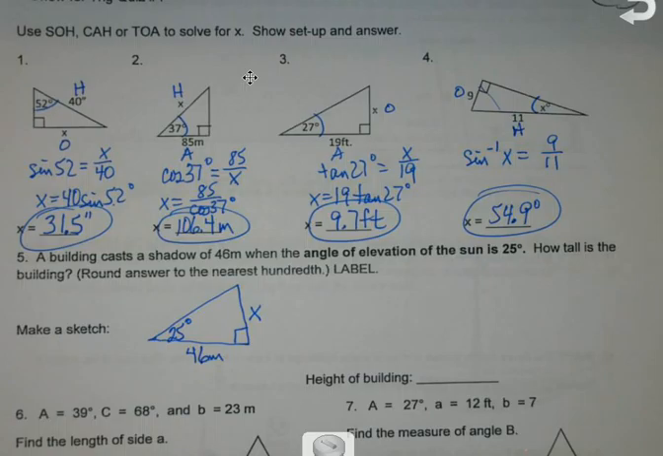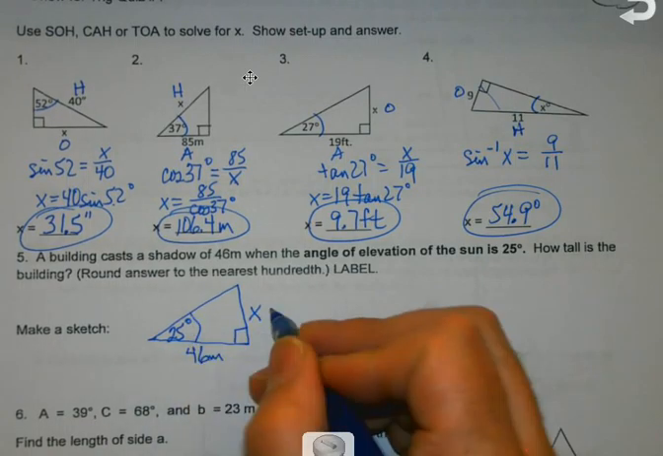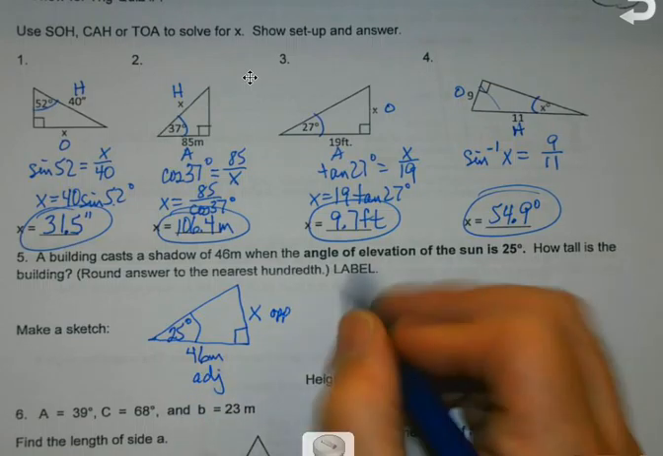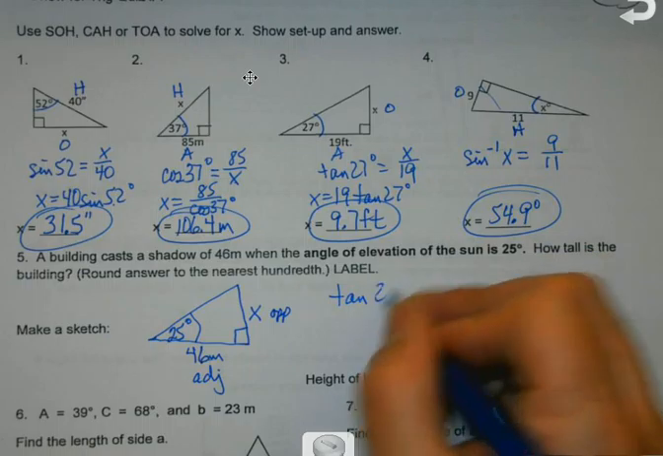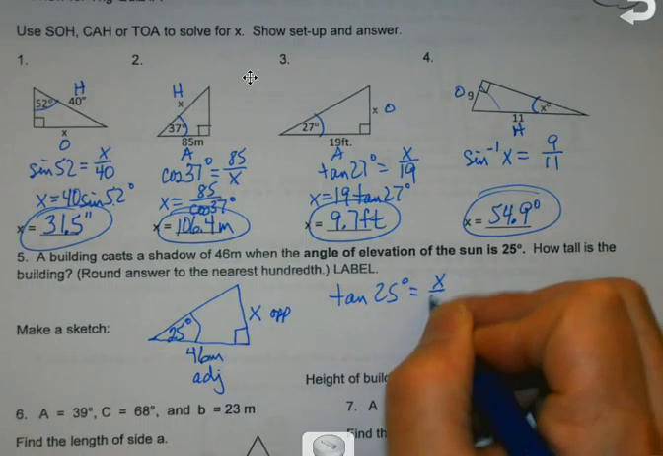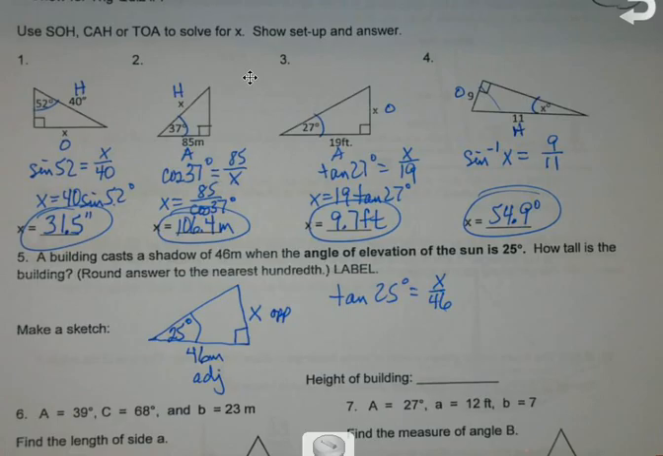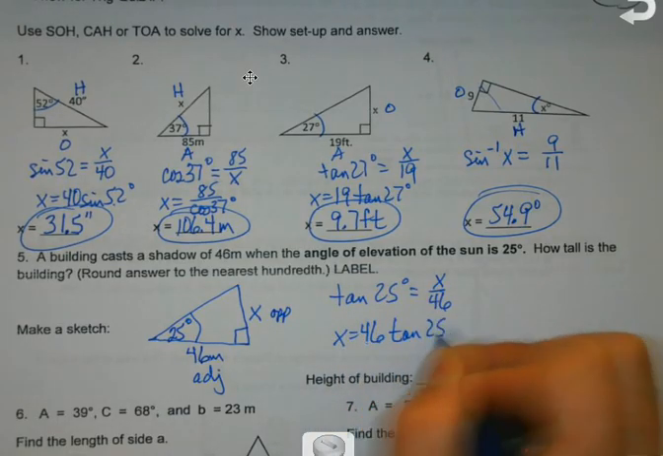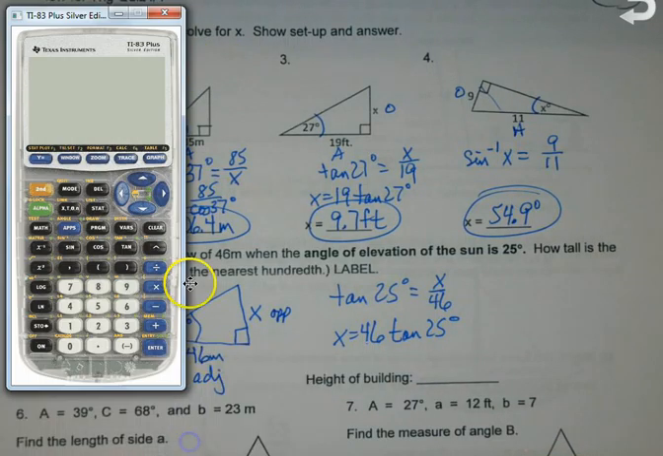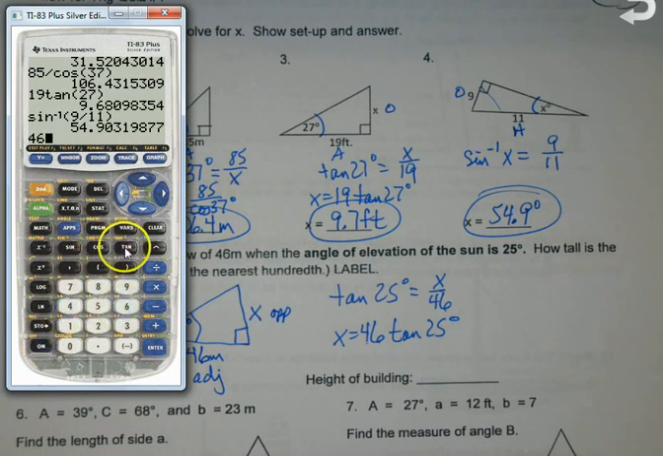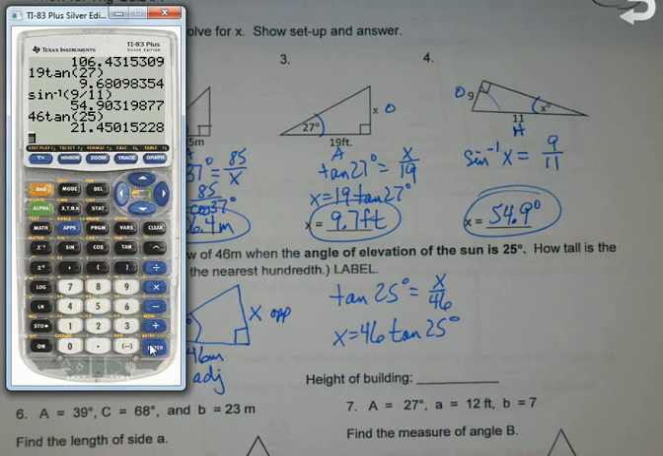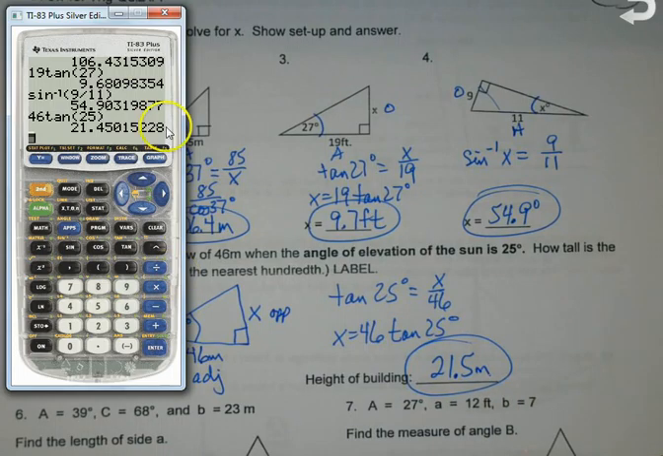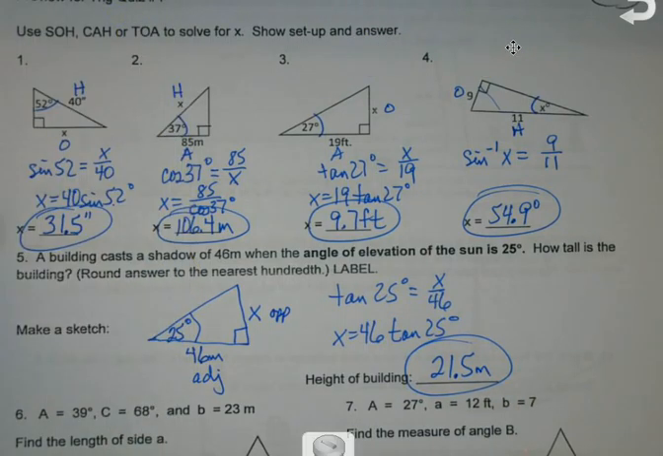So just like I have up top, now that I have a picture, I have opposite and adjacent, which tells me I'm going to be using tangent. And again, since my x is on top, I'm going to end up multiplying. So pop our calculator back up here. The building's about 21.5 meters tall. So we get that part situated. Then we move on.